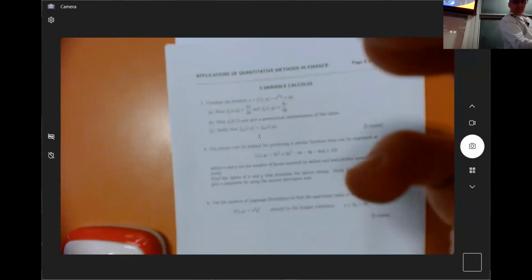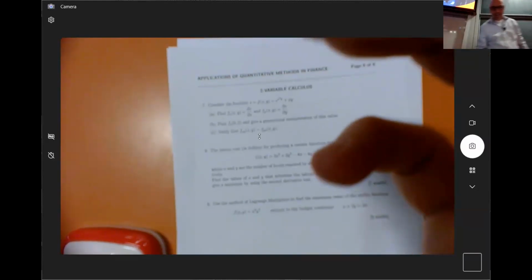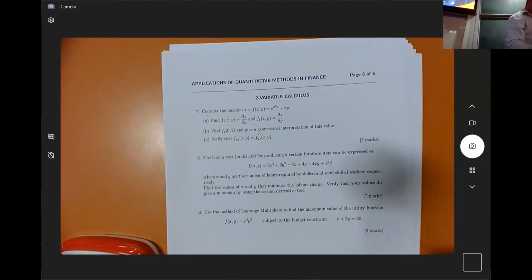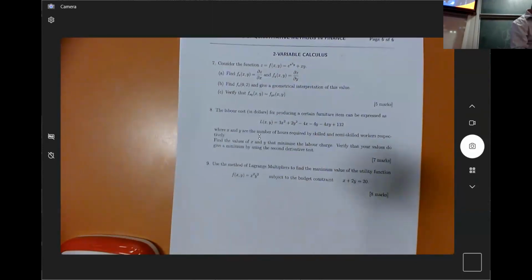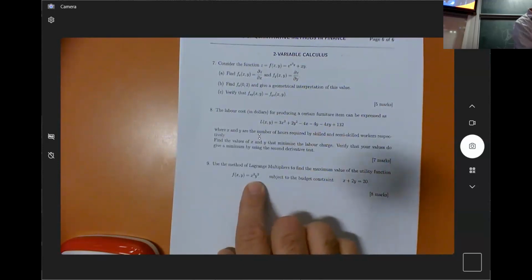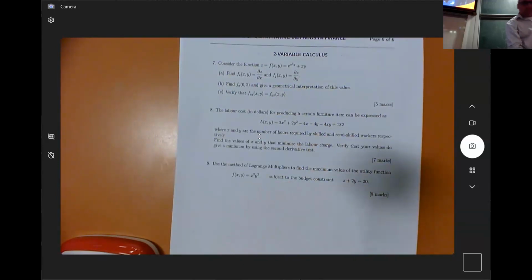Okay, so what we will do is we will look at this screen. We need to focus. Okay, so we'll see down the bottom here from this sample exam from years past: use the method of Lagrange multipliers to find the maximum value of the utility function subject to the budget constraint.